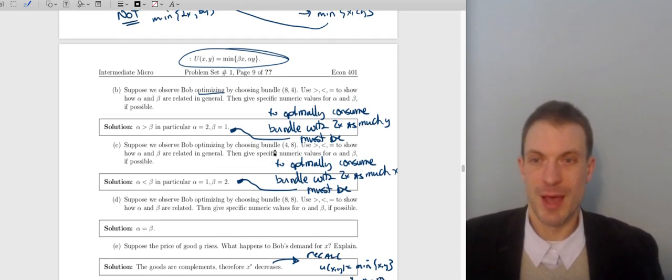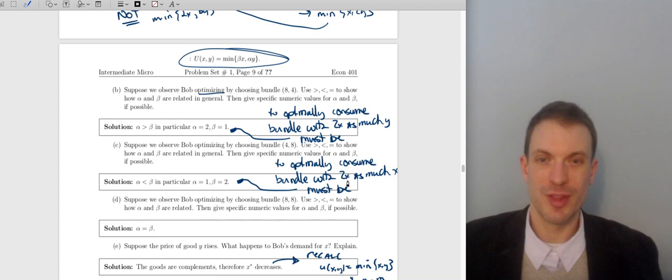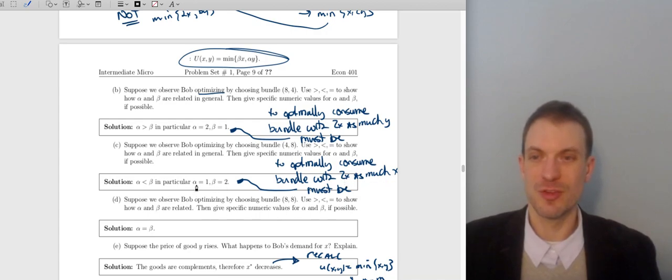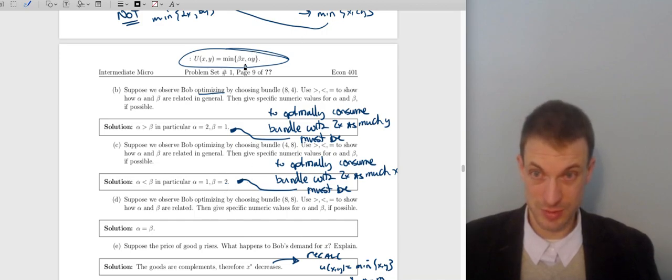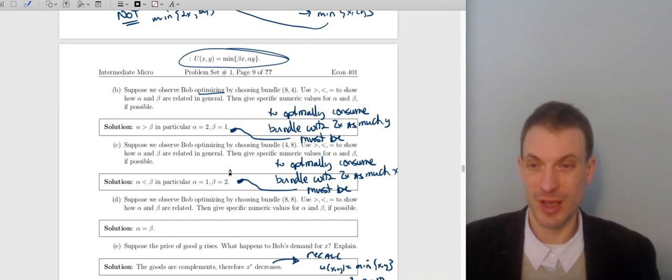Suppose we observe Bob optimizing by choosing 4 and 8. Well, to optimally choose a bundle that has twice as much good x as y, it must be the case that beta is twice as big as alpha. So now alpha is less than beta for the same reason. Plug in 4 and 8, plug in these betas with this thing, and you'll get 8 and 8 on both sides.